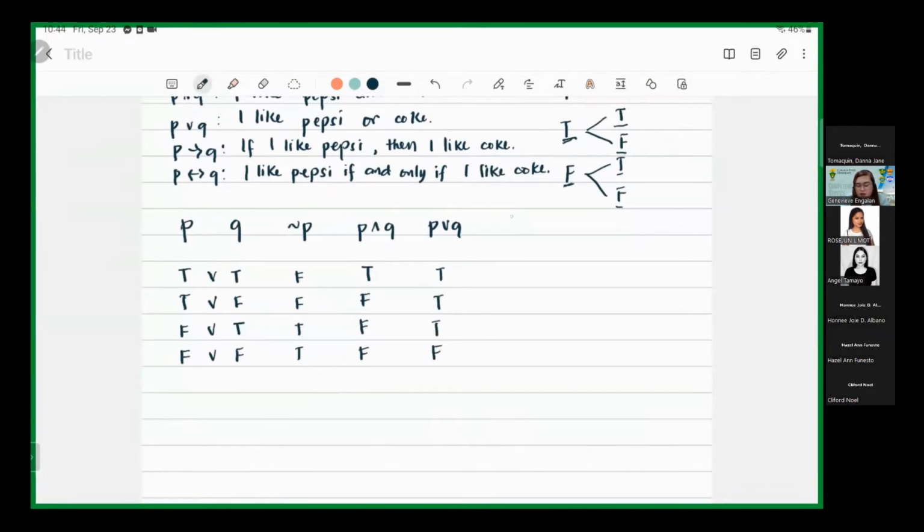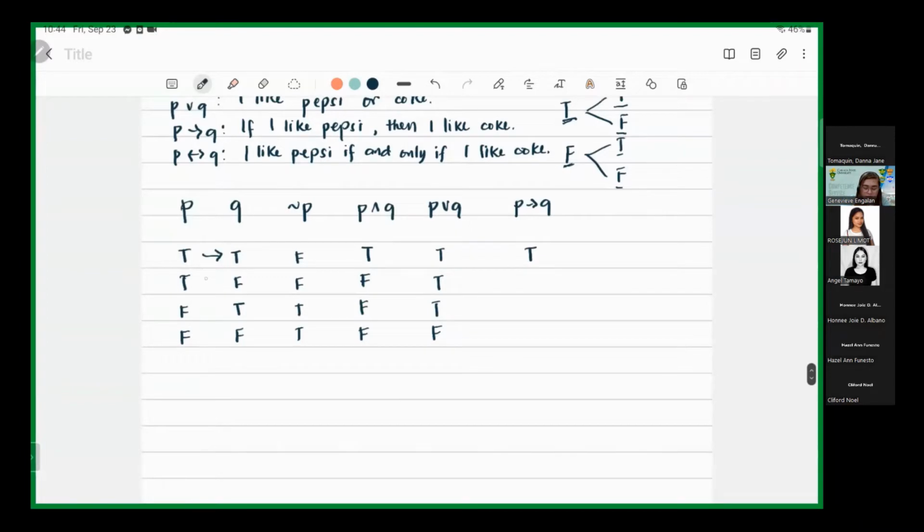Lastly, we have P implies Q. The implication is true if both have the same value. Otherwise, you look at the conclusion, which determines the result. So true implies true is true.